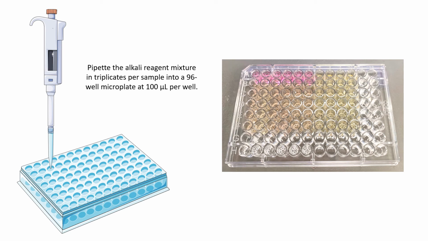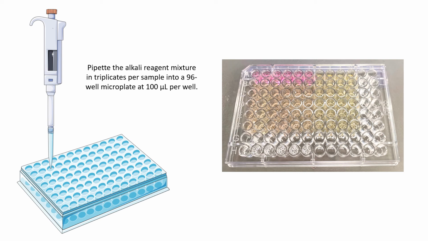At this stage, we are getting really close to starting our absorbance reading measurements to read our assay results. So we're basically going to first take the alkali reagent mixture and position it in triplicates into a 96 well microplate at a volume of 100 microliters per well. So basically we have a triplicate in terms of readings. We've got 3 readings per sample, and that's just to avoid errors that may be caused by uneven mixing or odd samples. There may be some outliers.